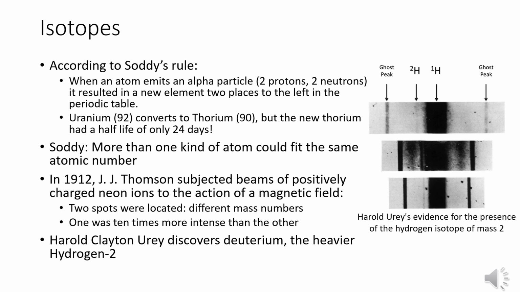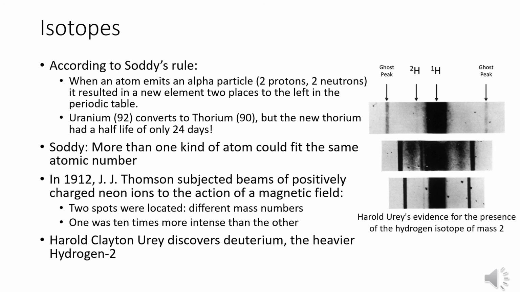So what they found with this is, as Soddy says, that more than one kind of atom could fit the same atomic number. It means that in the periodic table, we have the atoms arranged by the number of protons. But you can satisfy that requirement of number of protons while having a different number of neutrons. And because of this difference, you will end up with an element which can be defined by the same position in the periodic table, but with a rate of radioactive decay faster or slower.